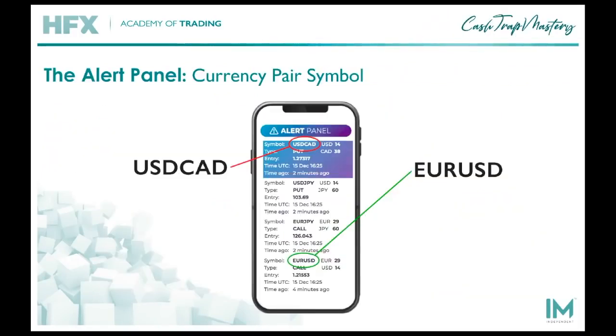One of the new features you will find within Cash Trap 2.0 is a new alert panel. It's important to understand the information that you will find within each market idea. First is the currency symbol. As you can see in this example, we have USD CAD. This stands for US dollar to Canadian dollar. And each currency is then measured with a given strength, indicated by this number to the right that we'll cover in a minute. So with each separate market idea, you will have a separate currency symbol. And so to view any of these separate market ideas, simply click on that symbol and it will take you to that particular market idea.